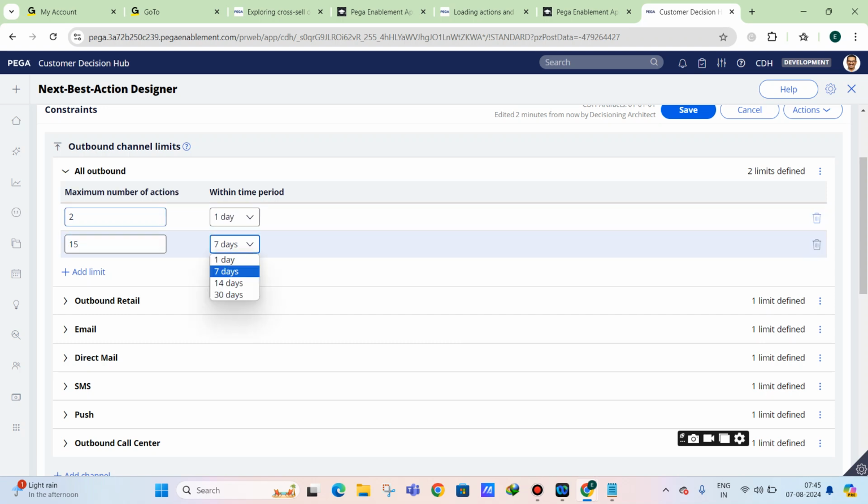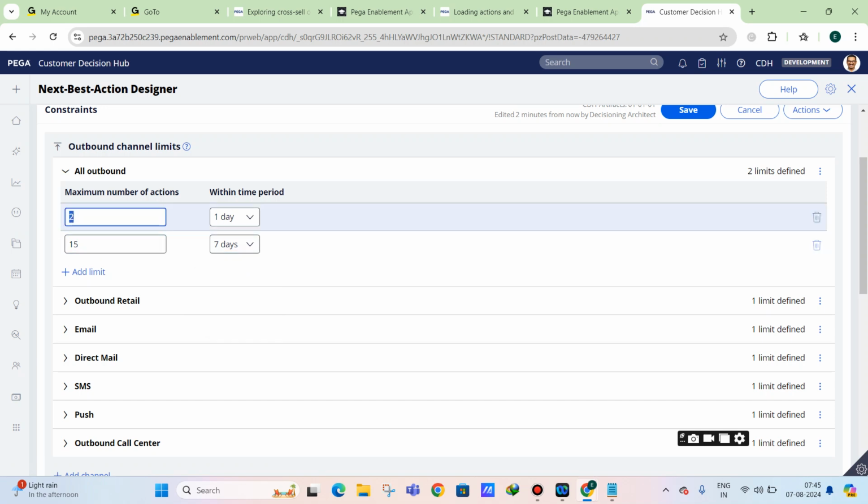So we can send 2 actions per day, and within 7 days you can send up to 15. In 1 week you can send up to 15, in 1 day up to 2. This is the configuration for all the channels, provided you don't do any configuration at a channel level. That means if you don't keep any restriction at a channel level, then whatever you keep here will be applicable.